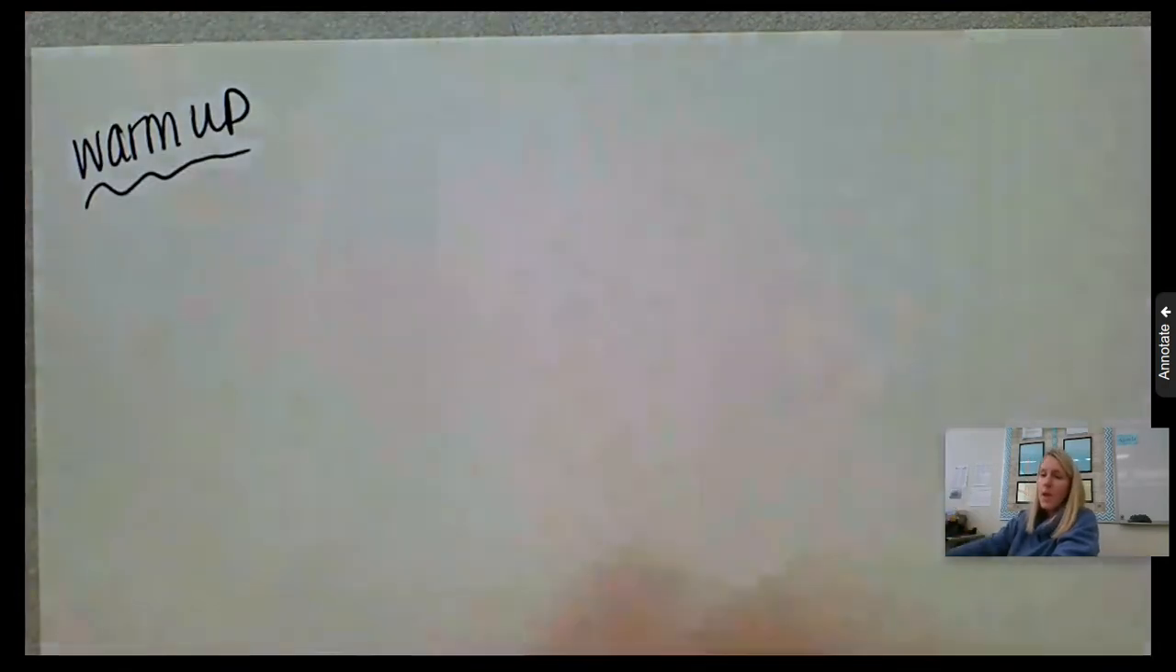So last week, I don't even know the date, Thursday, Friday, I guess, we were talking about slope and point slope form. So let's see if you can remember it. Just as a warm up, to get our brains back in the game here. Can you write an equation in point slope form?